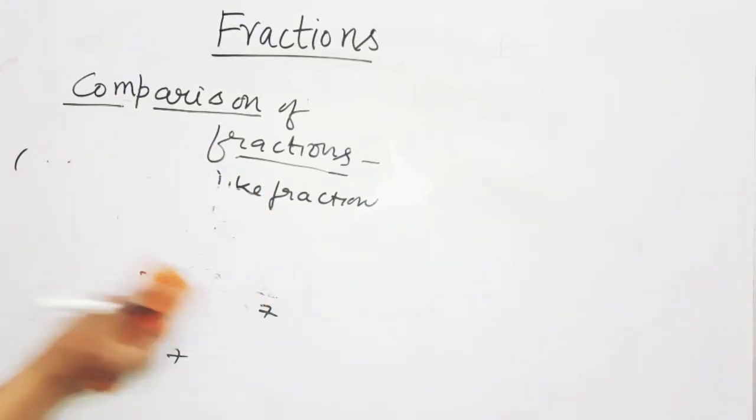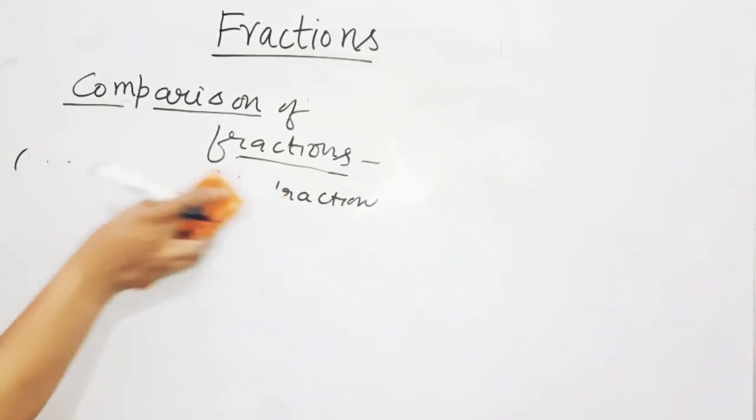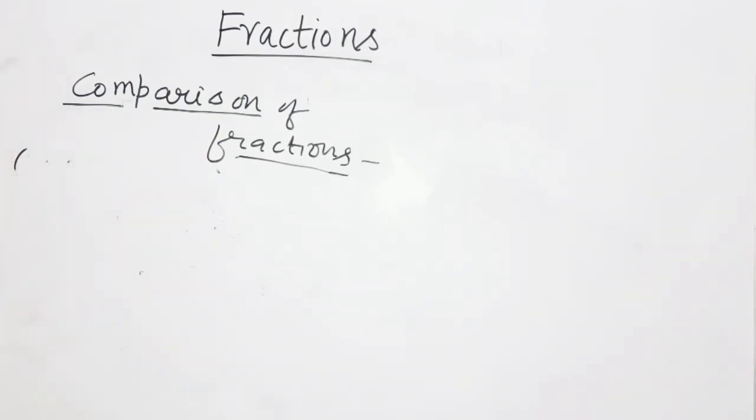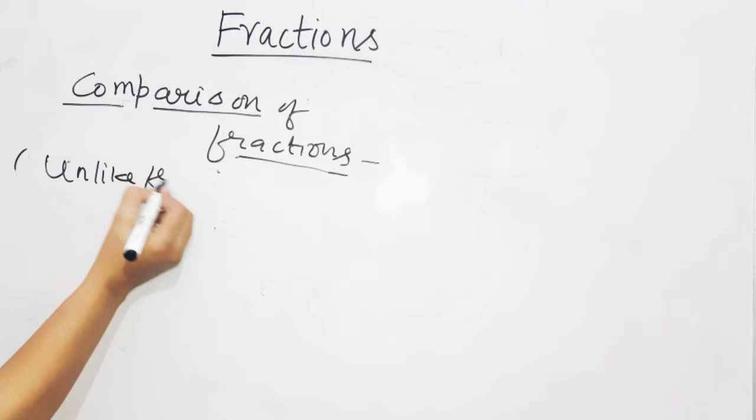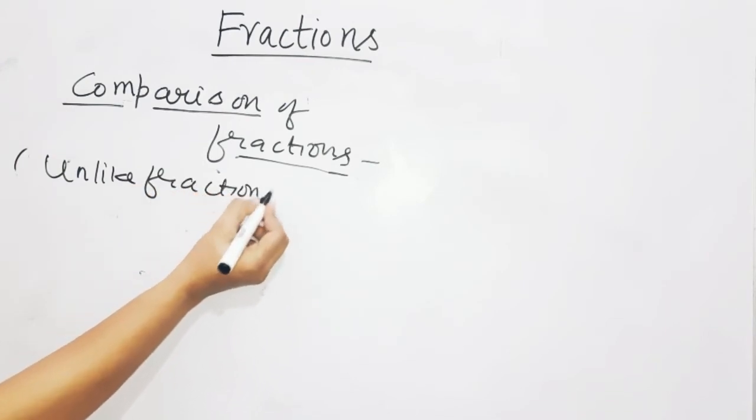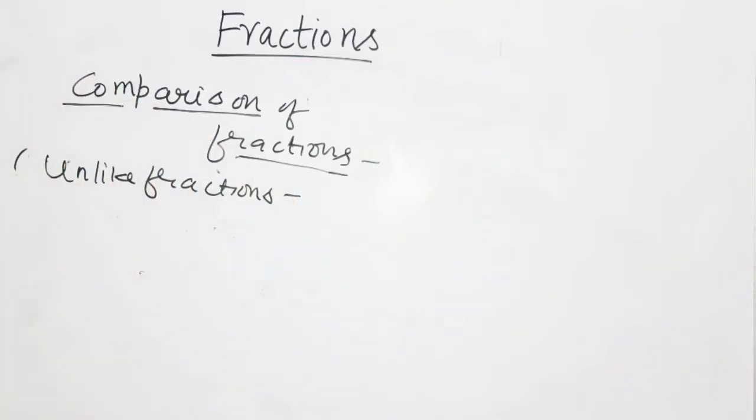Now I am going to explain you the second type of comparison. The comparison of unlike fractions. Which type of fractions? Unlike fractions. Here the denominator is not going to be same, right? So when the fractions are not having same denominators, then how do we compare the fractions?